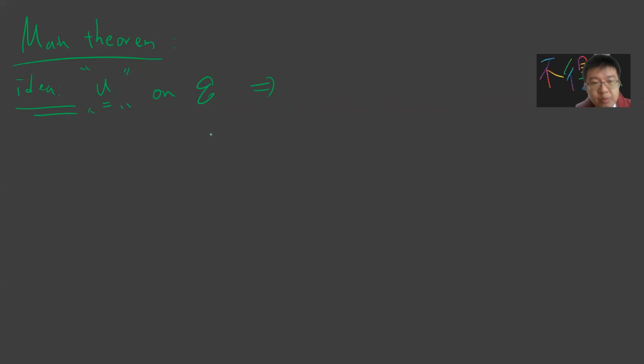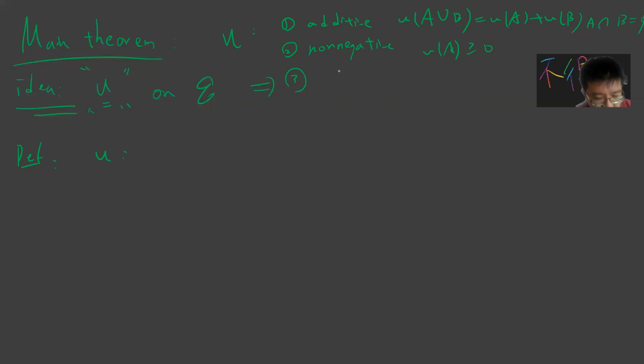In order to do this, we need to introduce the outer measure. So, definition: let mu satisfy 4 conditions. The first is additivity, meaning mu of A union B equals mu of A plus mu of B if their intersection is trivial. The second is non-negativity: mu of A is greater than or equal to 0. The third is that it is finite. The fourth is that it is regular.